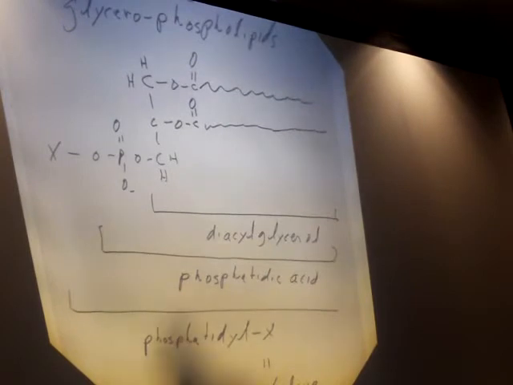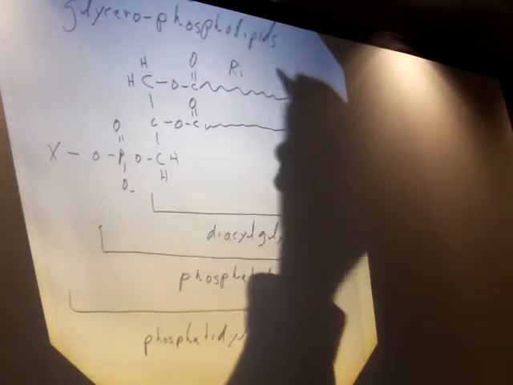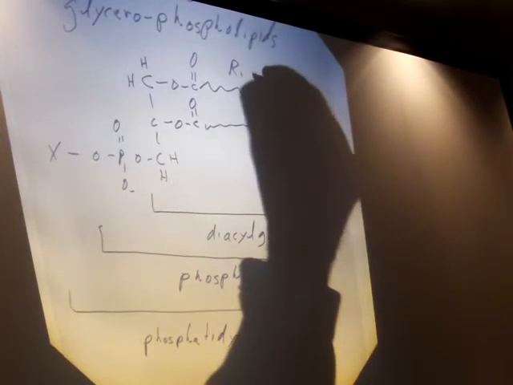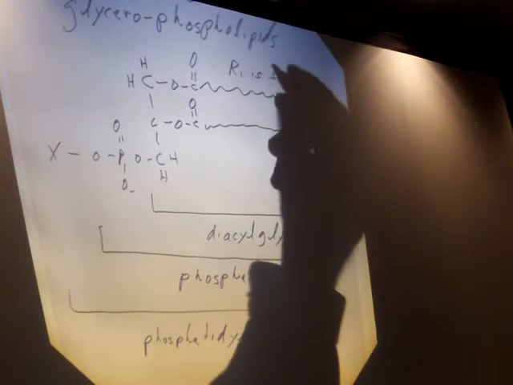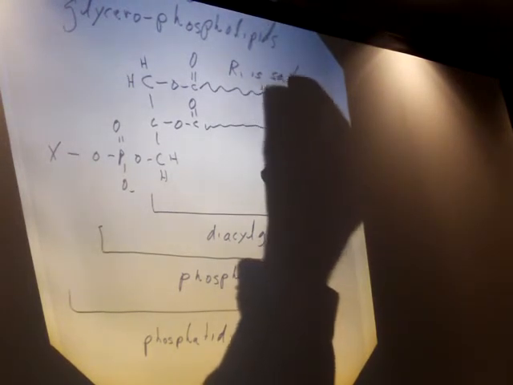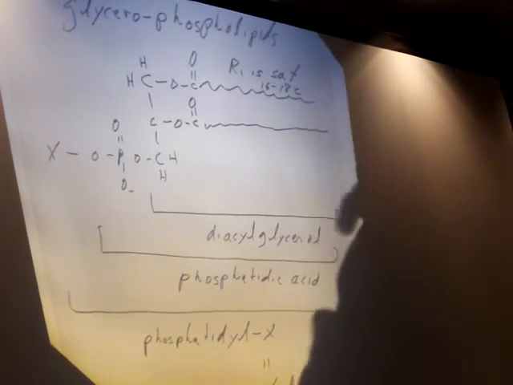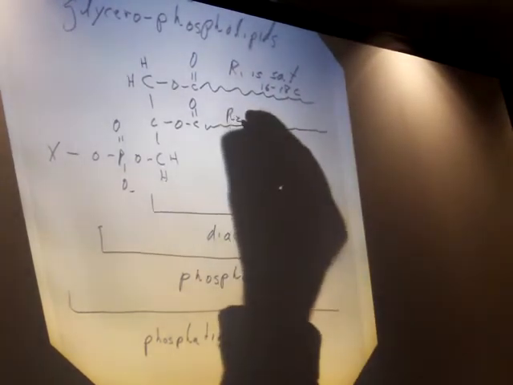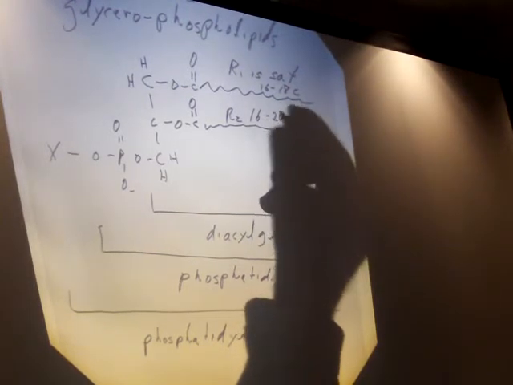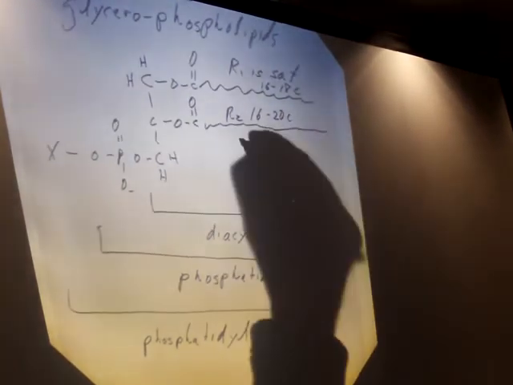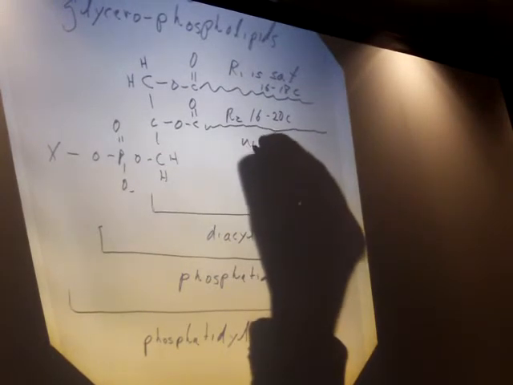Now, typically, this R1 here is saturated and is 16 to 18 carbons, and R2 is 16 to 20 carbons and is very commonly unsaturated.